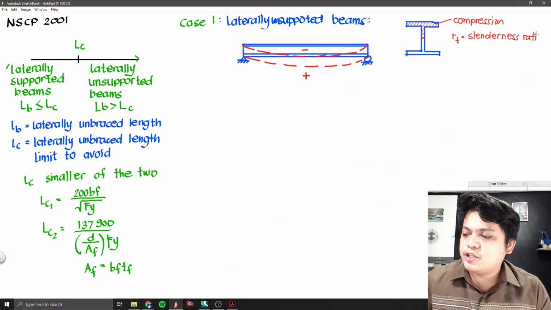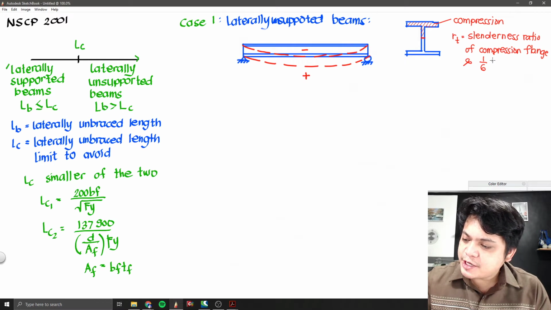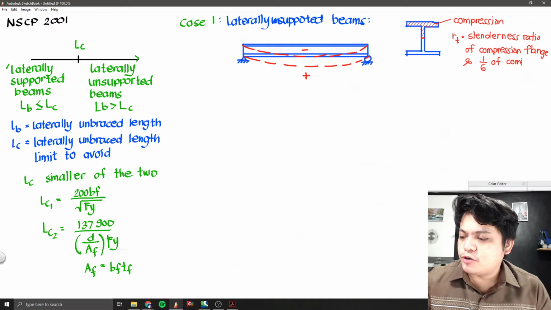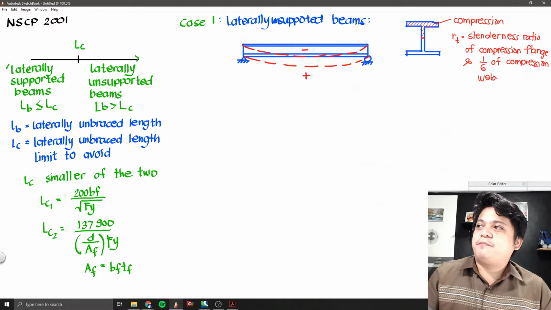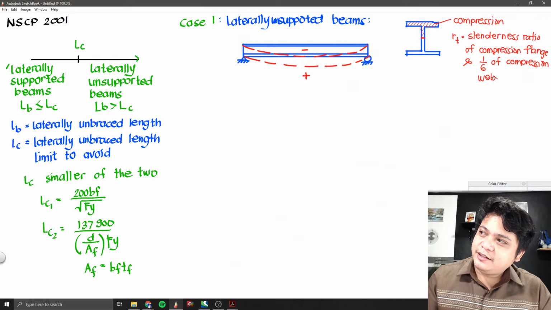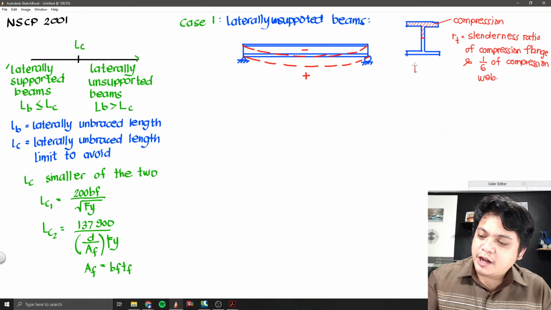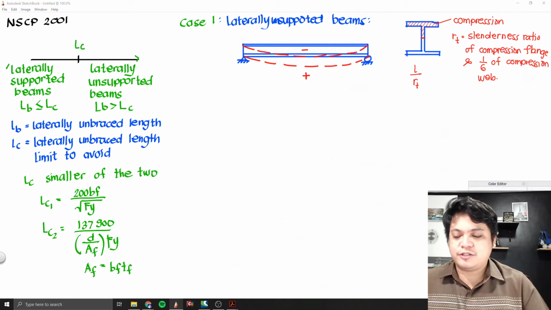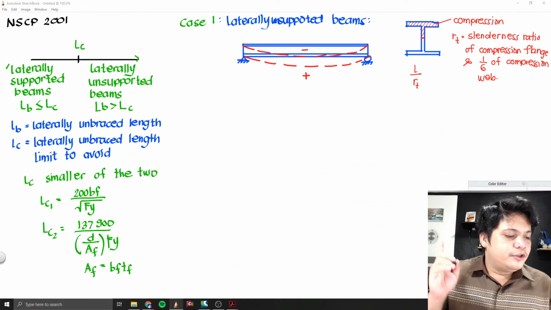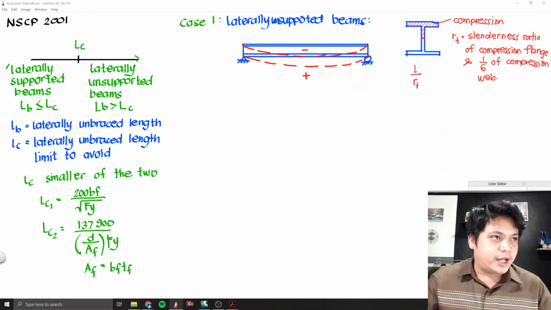It is the slenderness ratio of the compression flange and 1/6 of the compression web. We will study that. Of course, once you get RT, we check its L over RT, wherein the L is the unsupported length of the compression flange. So we need to check that.